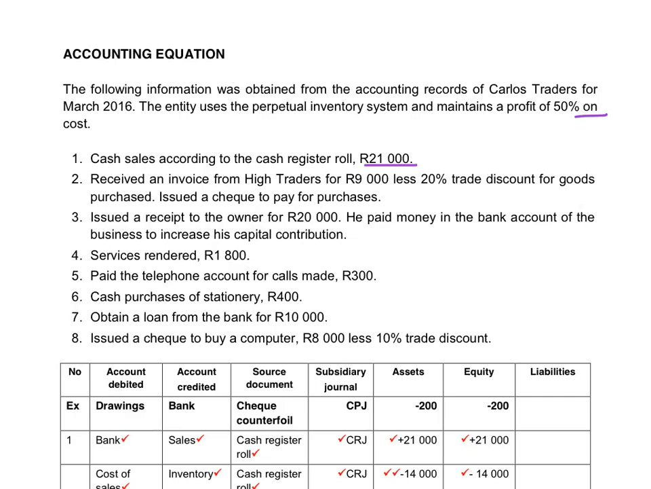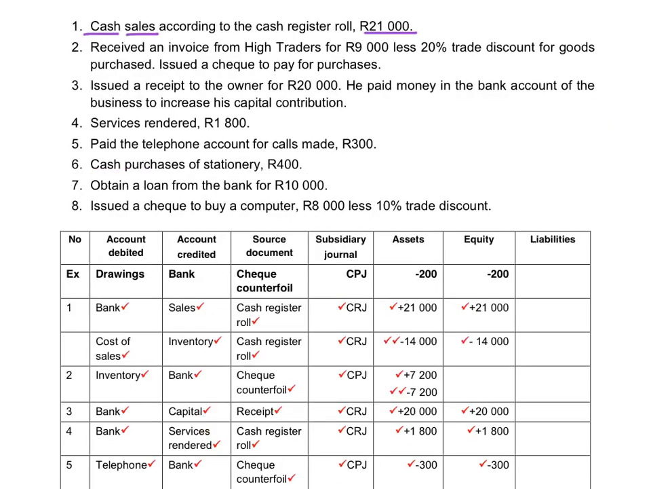Cash sales means that we receive money. So that means the bank will be one of the accounts that will receive the 21,000. Sales is an income, so income increases with the 21,000. So our first entry will be at the sales price. The bank account is debited with the sales price because that is the money that was received in the bank.